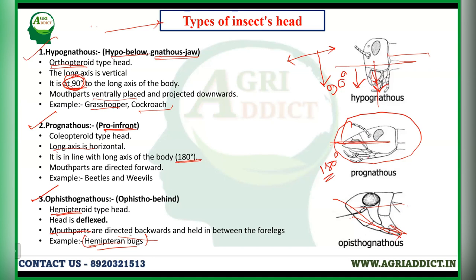What does it mean? Ventrally placed means, look, you know about dorsal and ventral surface. This is a surface, and this part is the above part. The above part is known as the dorsal part and the below part is known as the ventral part. So the hypognathous type of head is completely vertical. Vertical means it is projected downward, and horizontal means it is a normal straight line. As it is vertical, it is downwards, so its mouth part is ventral, also projected downward.